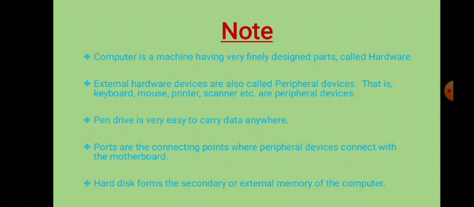Pen drive, you all very well know about pen drive. You are using it most commonly, and a pen drive is very easy for carrying data anywhere. Ports are the connecting points where peripheral devices connect with the motherboard. And hard disk forms the secondary or external memory of the computer. Without this hard disk, we are unable to store the information for our future use.